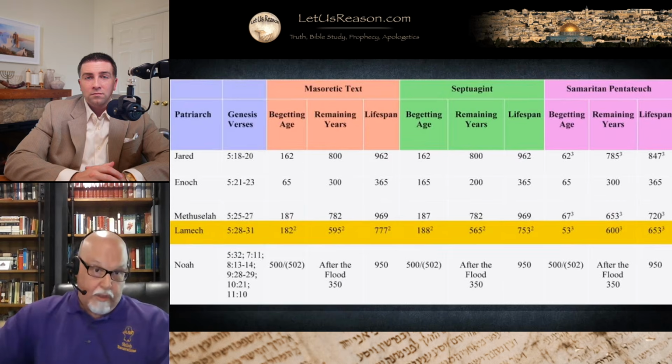I'll share just one quick thing you see highlighted here. Lamech, he's unique because all of his numbers differ between the three textual traditions. So that just makes for even more of a complicated scenario to try to figure out, well, what happened. You see in the Septuagint, his begetting age when he had Noah was 188, but in the Hebrew text it's 182, and the Samaritan Pentateuch it's 53.